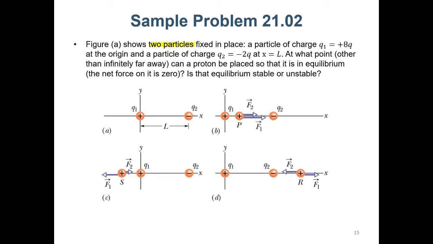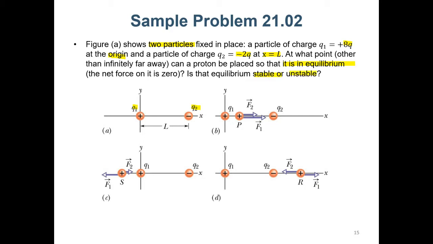there are two particles, Q1 and Q2. Q1 is 8Q, Q2 is minus 2Q. Q1 is at the origin, Q2 is at x equals capital L. At what point other than infinitely far away can a proton be placed? So we want to place a proton here so that it is in equilibrium. The net force is 0 on it. Is the equilibrium point stable or unstable?